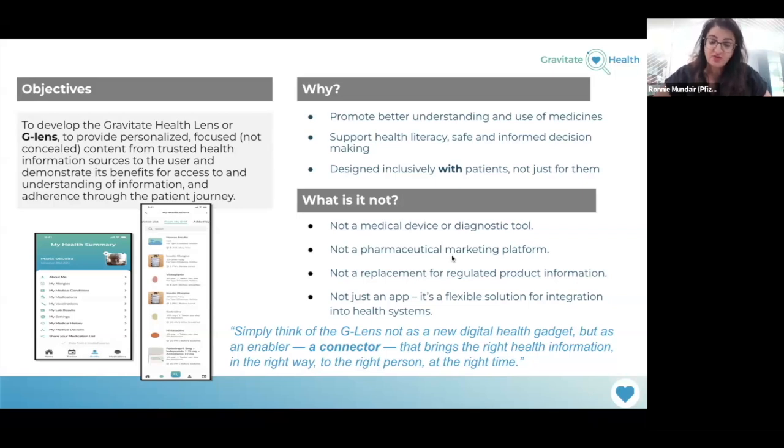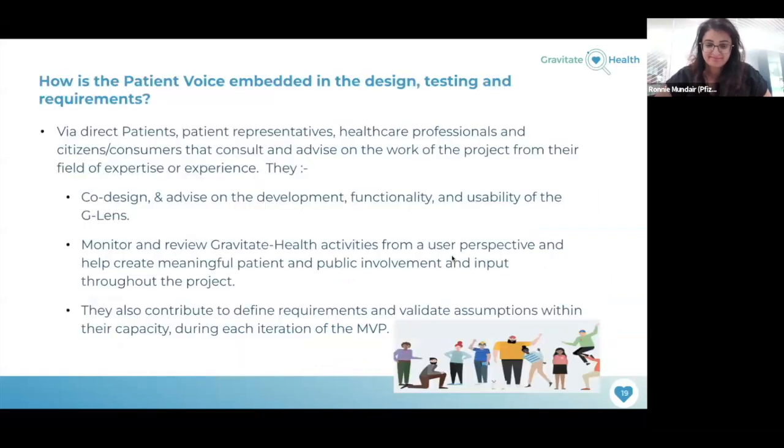But it's also important to know what it is not. It is not a medical device or a diagnostic tool. It's not a pharmaceutical marketing platform. It's not a replacement for regulated product information. And it's not just an app. It's a flexible solution for integration into health systems. And simply think of it as the G-Lens, which you'll get to know in a few minutes. It's not a new digital health gadget, but it's an enabler, a connector that brings the right information in the right way to the right person at the right time. Next slide, please.